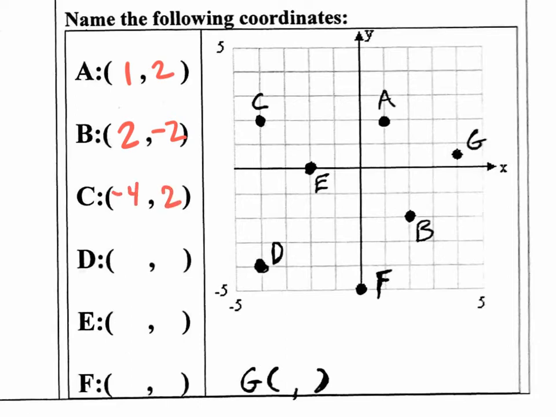All right. Sophia, how about point D? From the origin, negative 1, 2, 3, 4. Negative 1, 2, 3, 4. Perfect. Negative 4, negative 4.